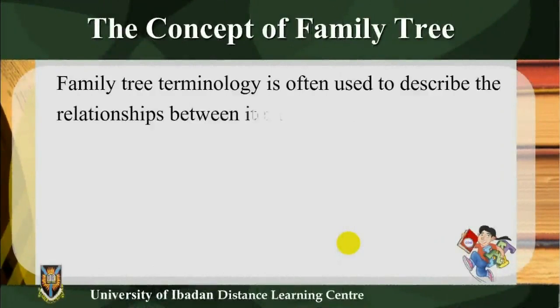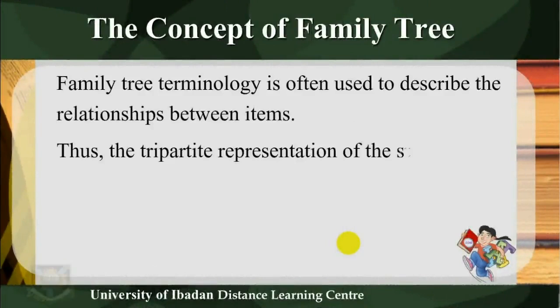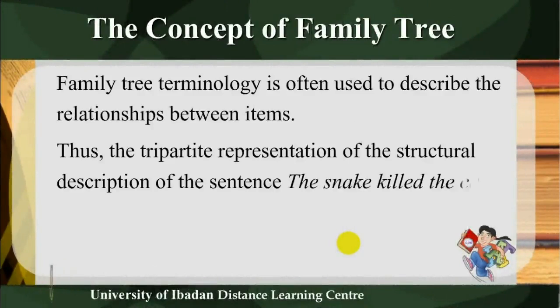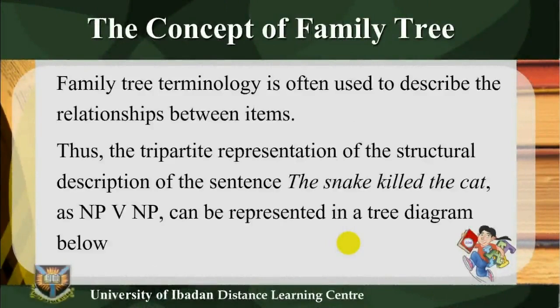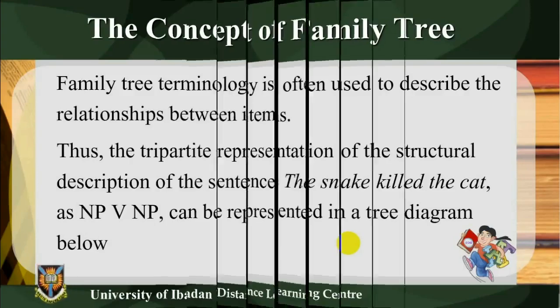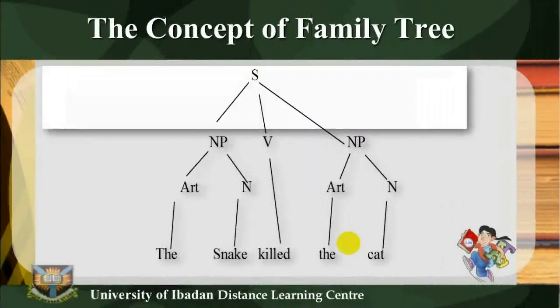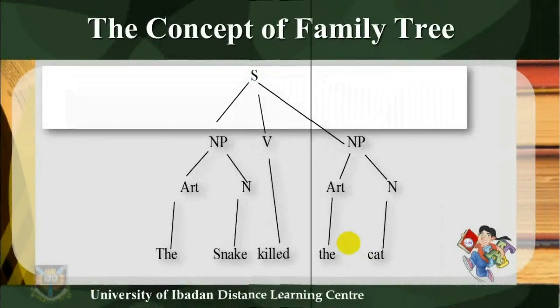Family tree terminology is often used to describe the relationships between items. Thus, the tripartite representation of the structural description of the sentence The snake killed the cat, as NP, V, NP, can be represented in a tree diagram below. S, NP, V, NP, det, N. The snake killed the cat.